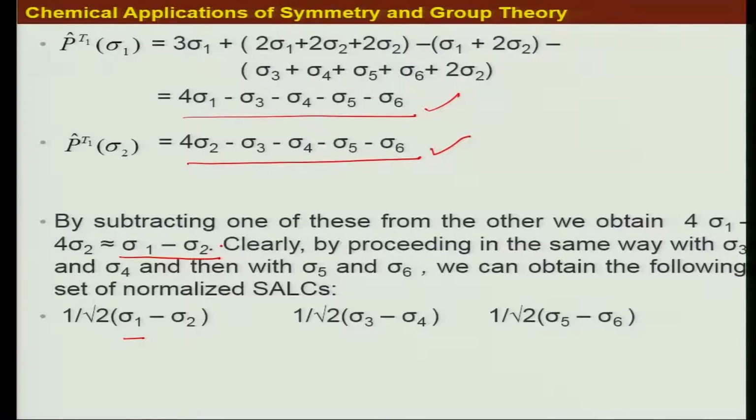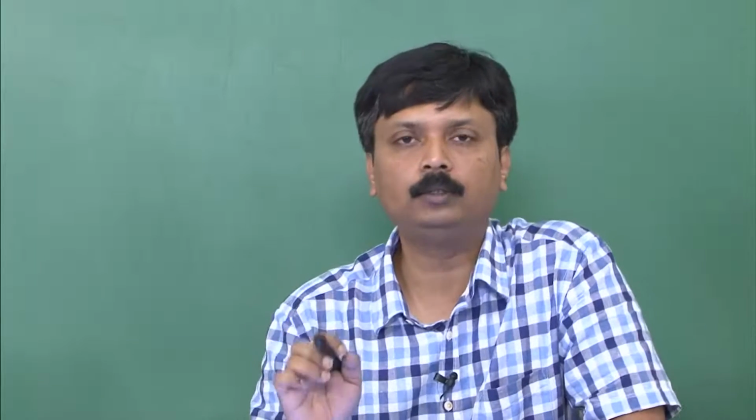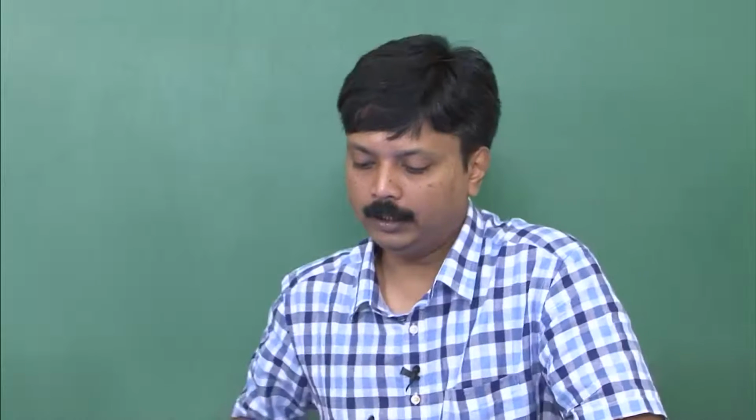In this way, if you form the whole set of combinations by operating the projection operator for T1 on all the basis functions, you get several combinations, and then you perform the orthogonalization, and you ultimately get sigma 1 minus sigma 2, sigma 3 minus sigma 4, and sigma 5 minus sigma 6. When you incorporate the normalization condition, you get the overall normalized orthogonal functions that will together form the basis for the three-dimensional representation which we are considering here.